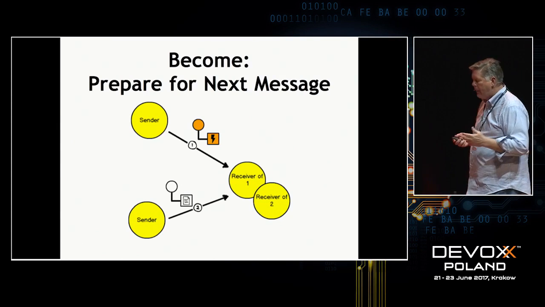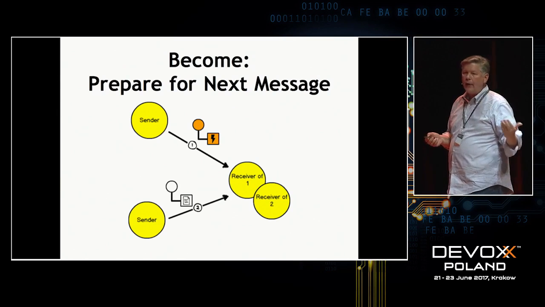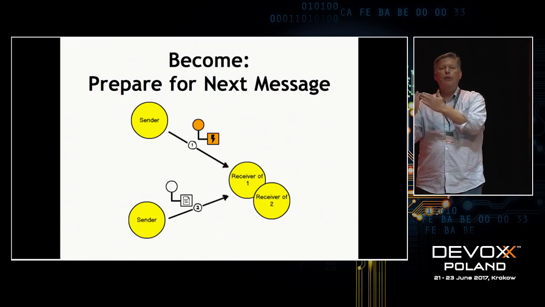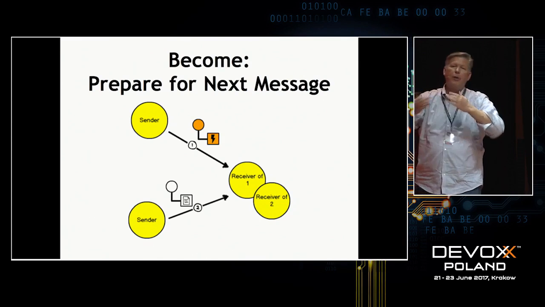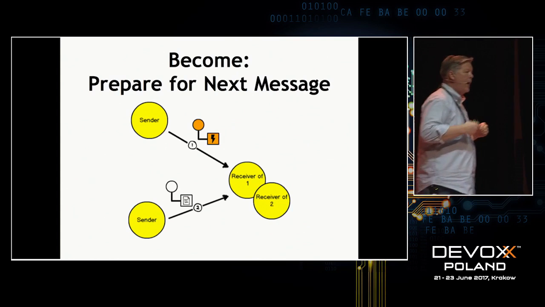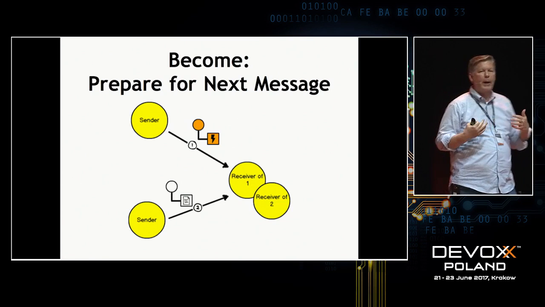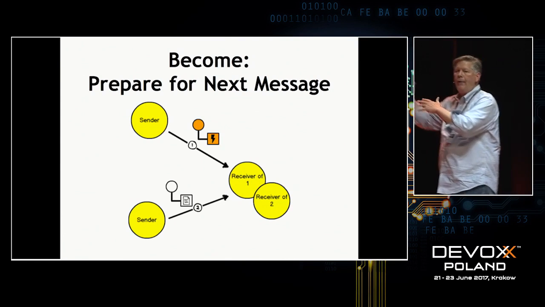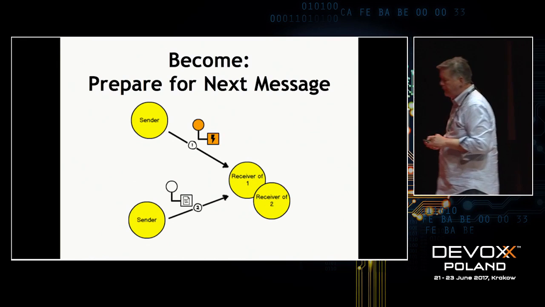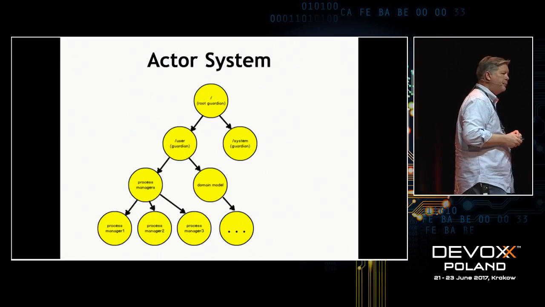An actor has the opportunity to prepare for its next message, which means that when one actor sends it a message, it can decide that its state has transitioned to the point where it can become another kind of message listener. And when it becomes this other kind of message listener, it will then be prepared to deal with messages in a different way than it would have under the previous state. This is called become if you're using Akka.